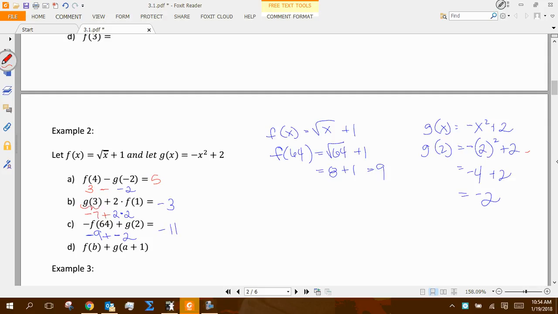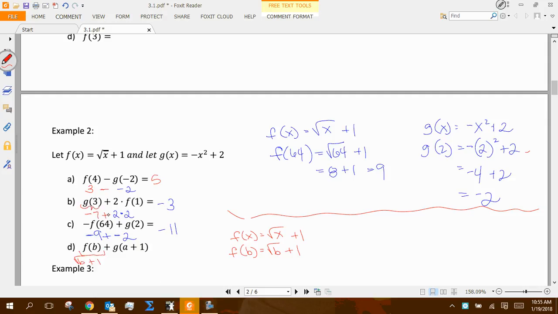And the last one is a little bit more cryptic. It's now inputting algebraic values, expressions. So when I want to find f of b, let's actually write the f of x rule first. f of x says root x plus 1. But now my input becomes b. So all this changes to is wherever I see an x, it now becomes b. So root b plus 1 is what we're looking for right there.